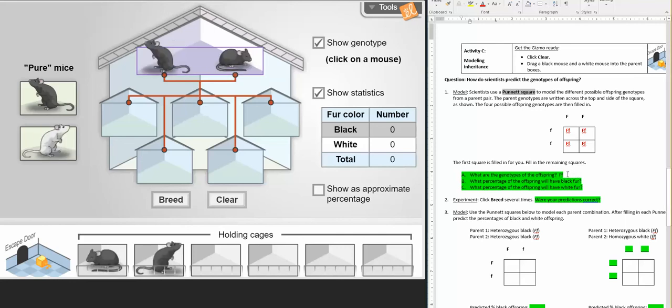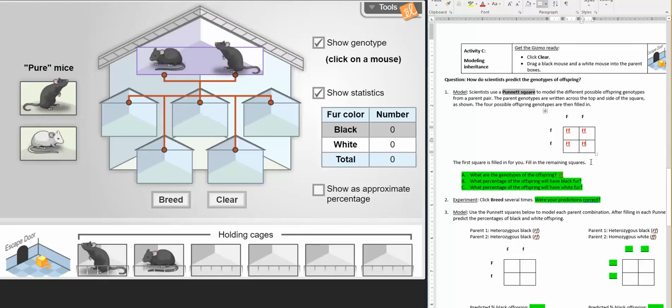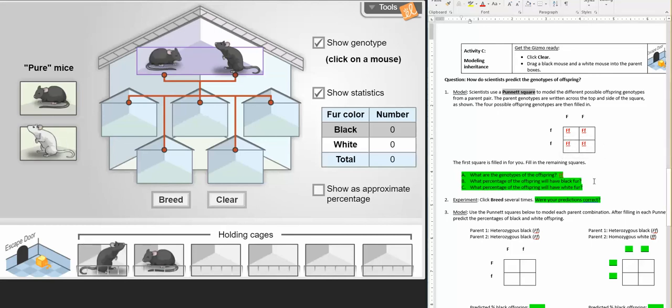FF. Personally, I just like my font to be a different color when I'm answering questions. What percentage of the offspring will have black fur? Well, if our capital allele is present in all of these, we're looking at the pattern of inheritance for dominance. So anytime we see a dominant allele in these cases, we're going to have black fur. So if we see black, this one's black, this one's going to be black, this one's going to be black, they're all going to be black, right? So 100% of them would be black.